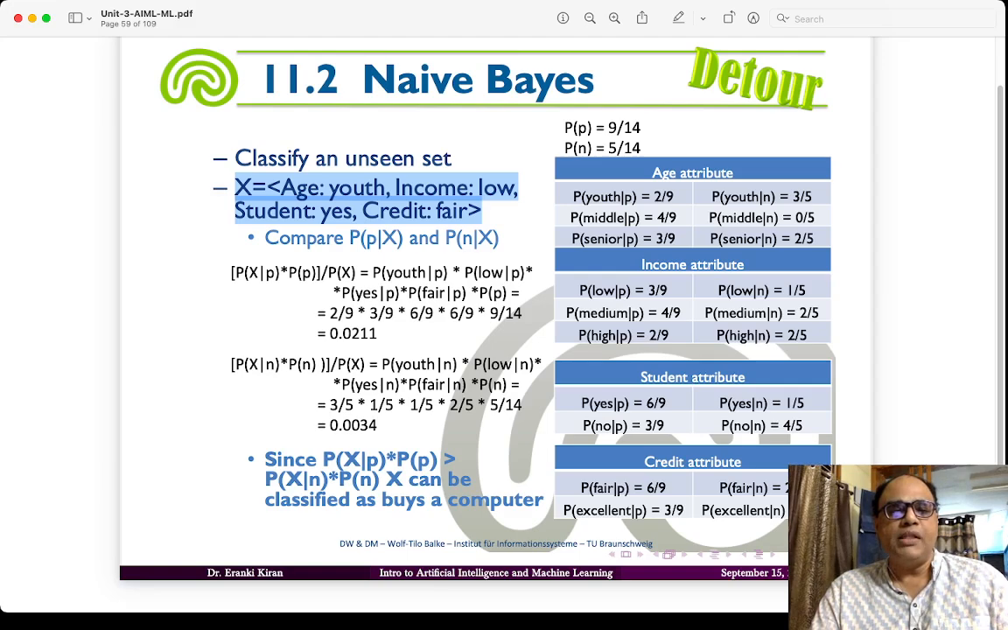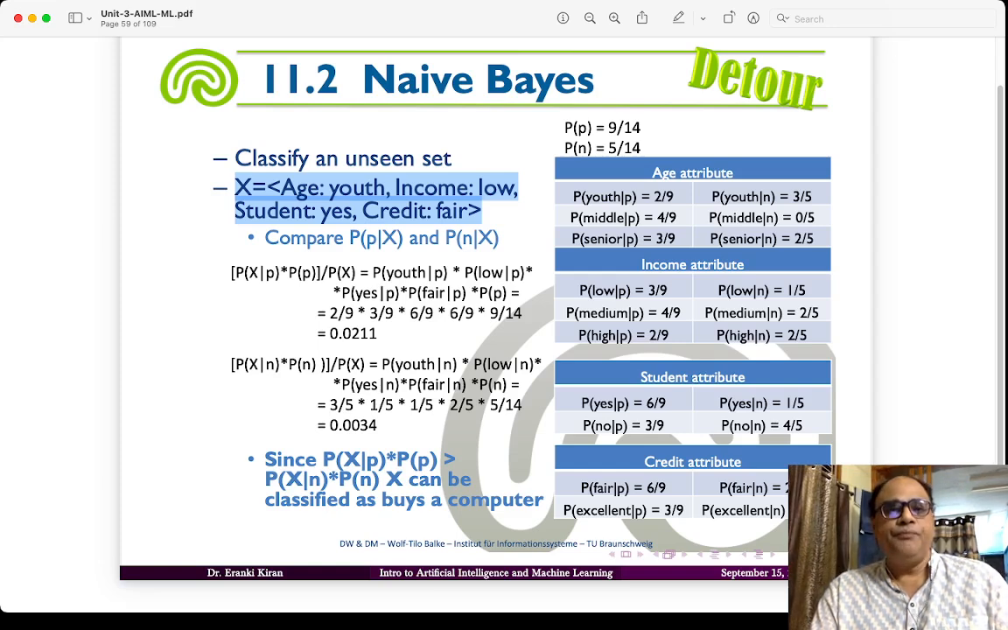If you are given this test case, what is the outcome of the Bayes computer? Once we calculate the probability of occurrence of yeses to nos based on the data that we have for the age, income, student, and credit attributes, we find that the probability of yeses is 0.0211, which is higher compared to 0.0034. Hence, we conclude that for the given test case, it is likely that the person will buy the computer.